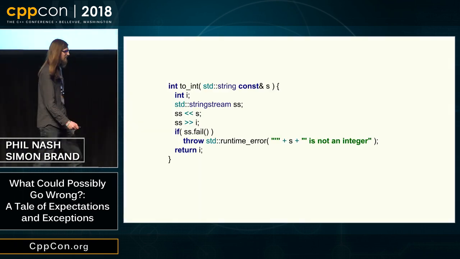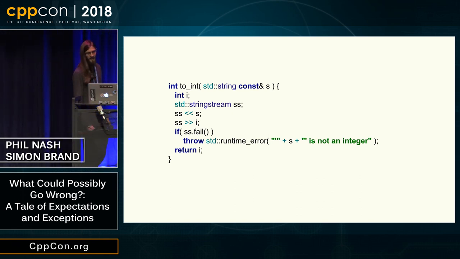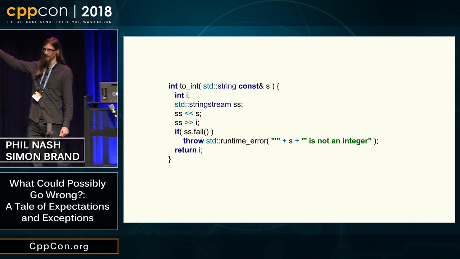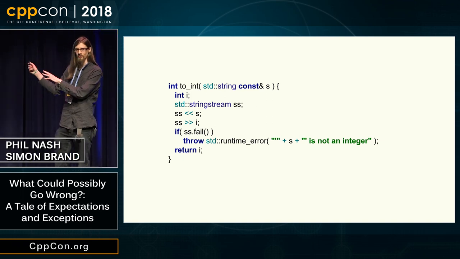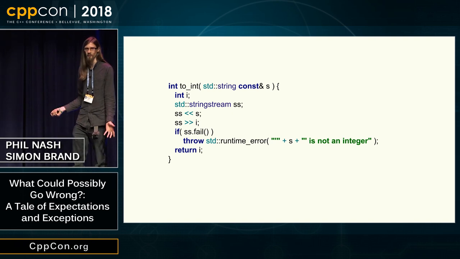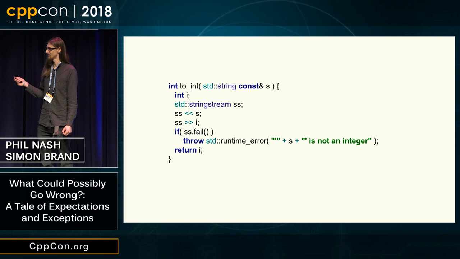Exactly. Okay, so say we have a new example. Say we have this toInt function, and this is going to take a string, and we're going to try and parse an int from this string. Hopefully it contains, like, 42 rather than cheese. That sound okay? Good example, because this is something you might want to do speculatively.